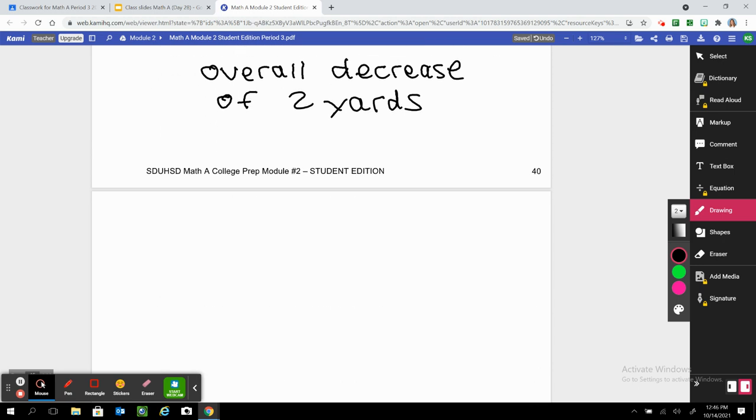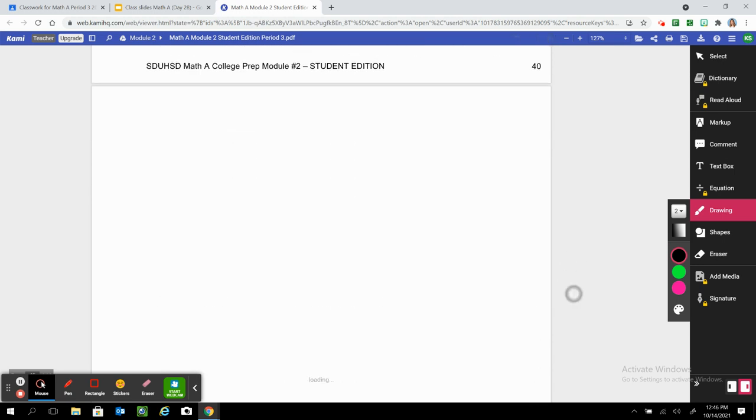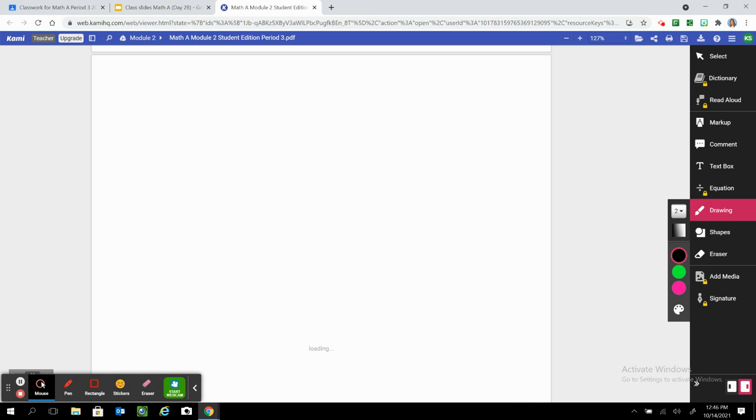All right, the next assignment that we're going to be working on is lesson 2.3C. So this next lesson is about operations with rational numbers. So we're going to be multiplying and dividing.